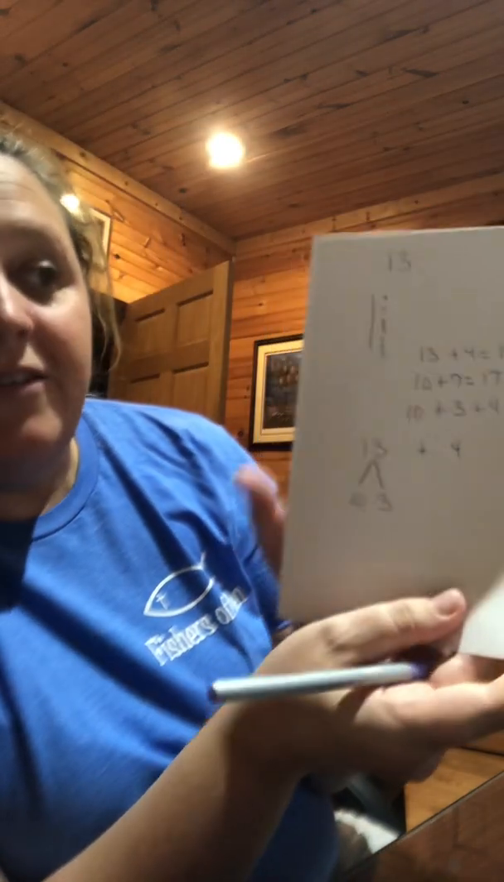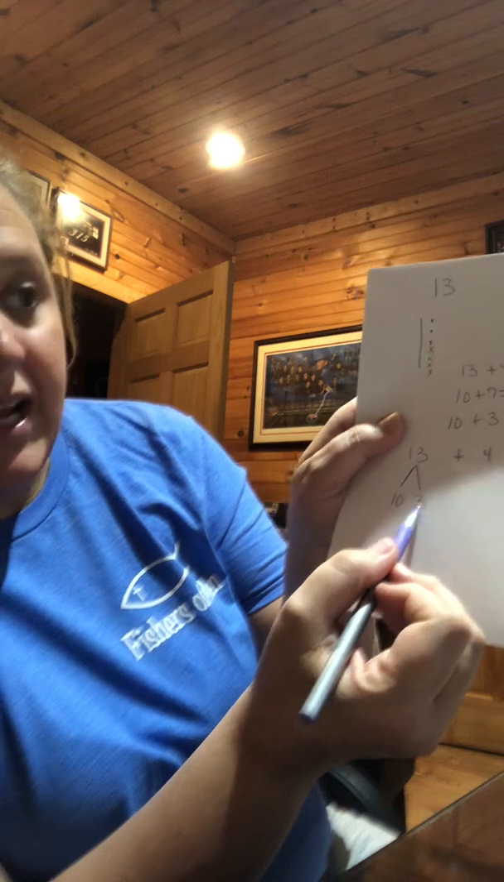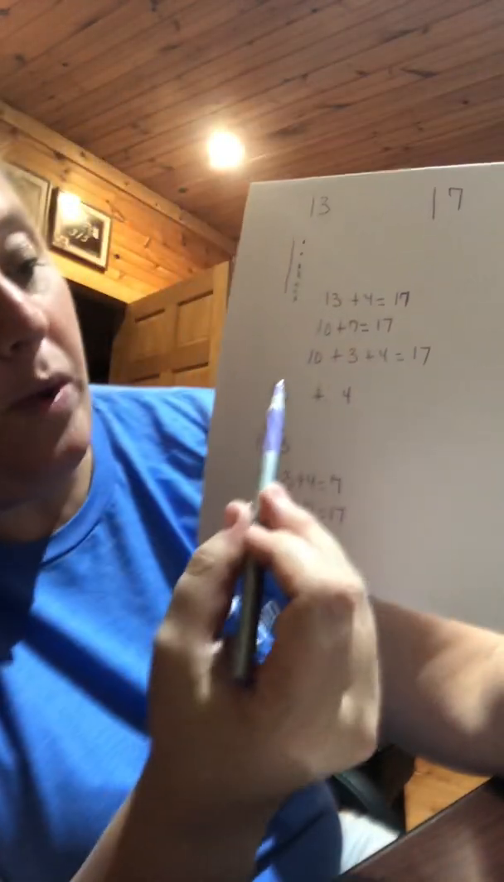And then you have, so let's add our ones. 3 plus 4 equals 7. And then we have 10 plus 7 equals 17. So we broke it way down.